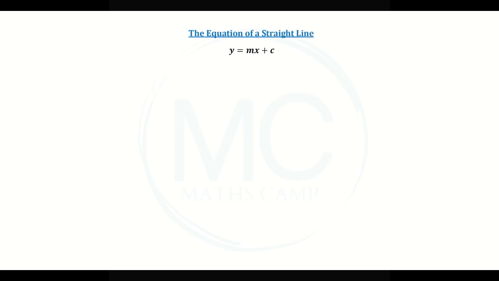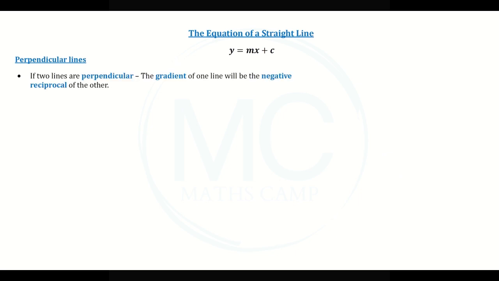Finally, I would like to look at perpendicular lines. We know from our previous video on the gradient of a straight line that if two lines are perpendicular, the gradient of one line will be the negative reciprocal of the other. Remember that to find the negative reciprocal, all we do is turn the value into a fraction, flip it, and change the sign. Let's look at some examples of how we find perpendicular lines.